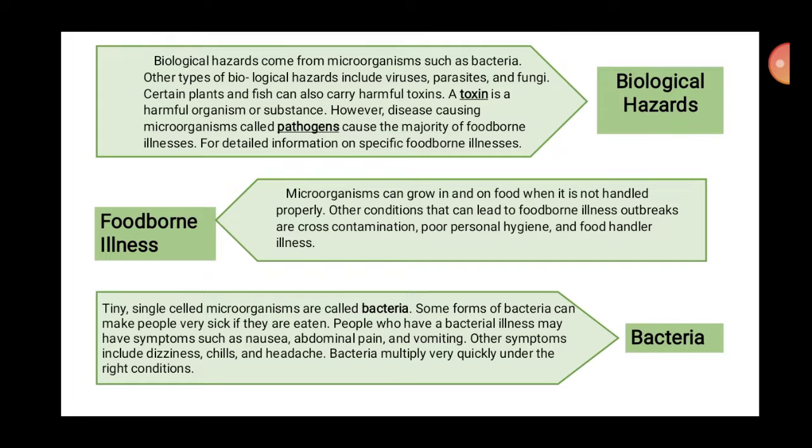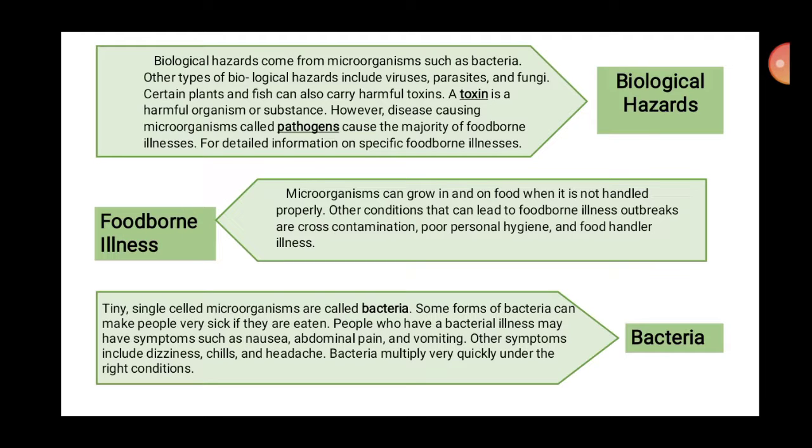So, biological hazards. Biological hazards come from microorganisms such as bacteria. Other types of biological hazards include viruses, parasites, and fungi. Certain plants and fish can also carry harmful toxins, and a toxin is a harmful substance. However, a disease-causing microorganism is called a pathogen. So the microorganism that causes disease is called a pathogen. It causes the majority of foodborne illness.